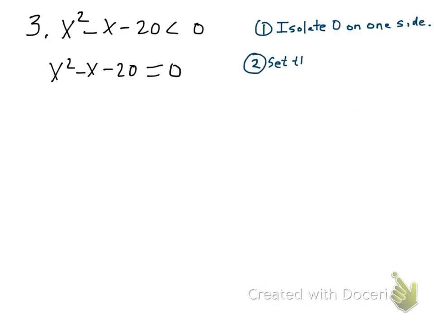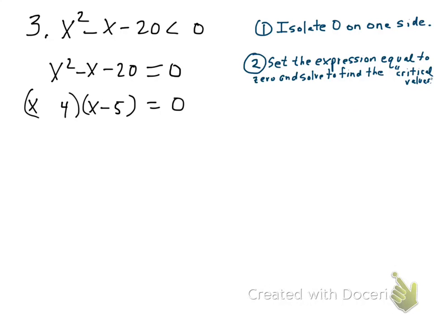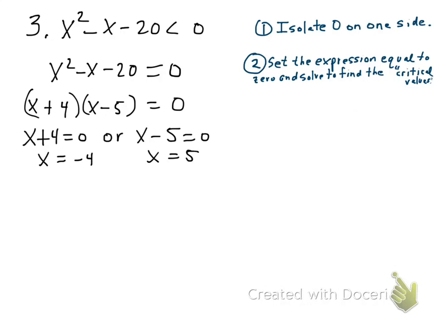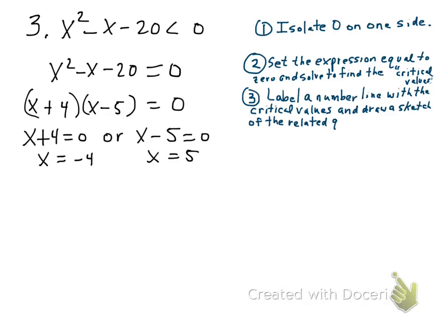Notice what I'm doing: I'm going to set the quadratic expression equal to 0, and then solve that expression to find what we call the critical values. So let's do that. We factor, set each factor equal to 0, and we get our two critical values. Next, we're going to label a number line with the critical values and draw a sketch of the related quadratic function to determine your solution.